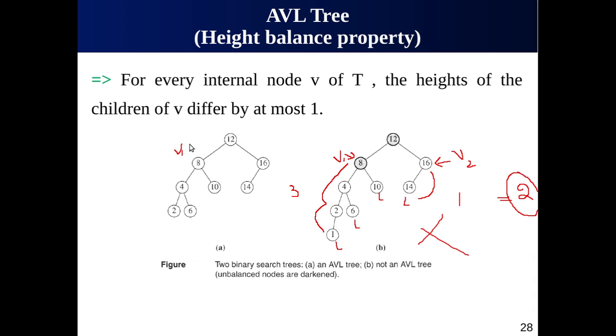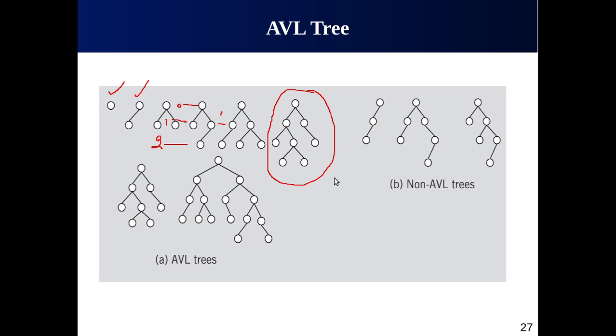Suppose here V1 is 8 and V2 is 16. This is a leaf node, leaf node, leaf node, leaf node. The height of this node is the longest distance between this node and the leaf. So here we have 2. The height is 2. But here the height is 1. The difference, 2 minus 1, is equal to 1. At most 1, that is acceptable. So this is an example of AVL. Now see these examples. This is an example of AVL also.